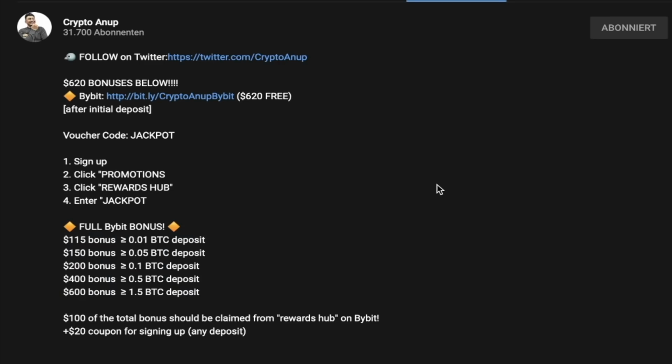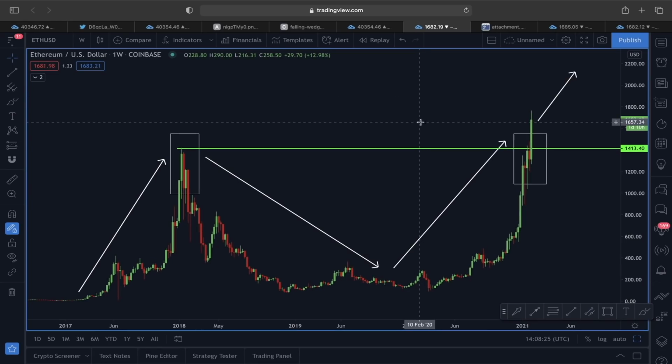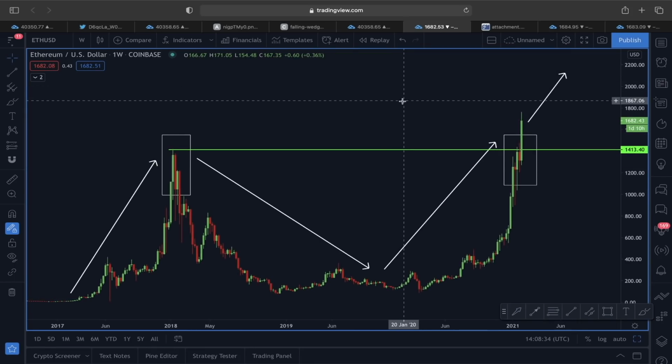So now let's look at this Ether USD chart. Starting in a weekly time frame, you know this price movement here, what we are actually seeing in a bigger time frame, has already been talked about in my videos plenty of times.